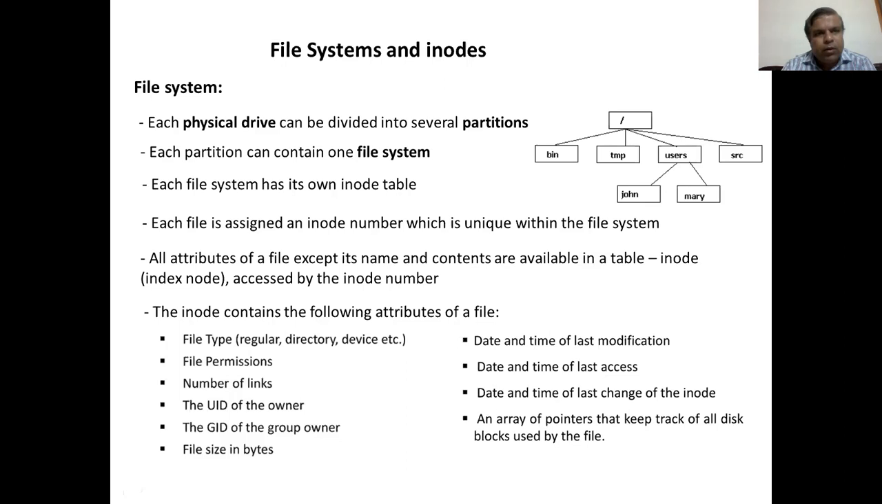For example, the kernel wants to access the information about the file with inode number 15. Then what it does: the kernel scans this inode table to find an entry with inode number 15 in order to access the necessary information.